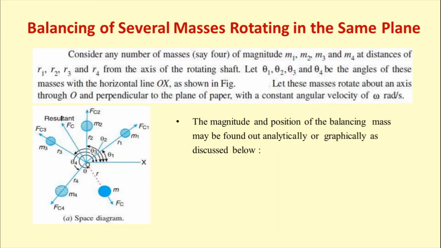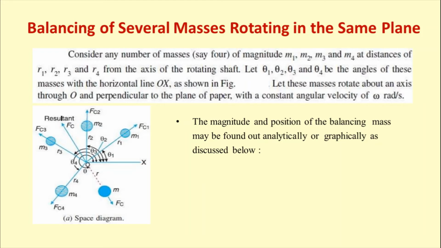Then, as shown in the figure, let us consider these masses placed in the space diagram as shown. The shaft on which they are attached, we are taking the view not perpendicular but along the axis of the shaft, that is through the z axis. The observer is observing along the axis of the shaft.